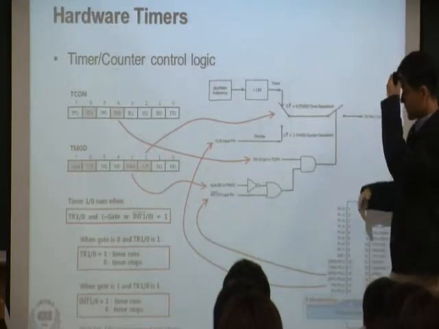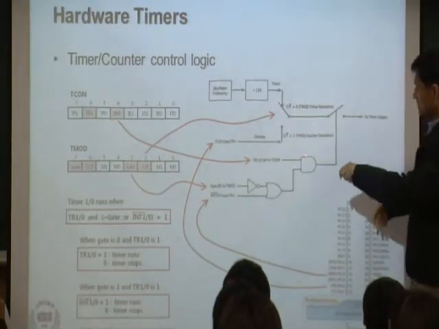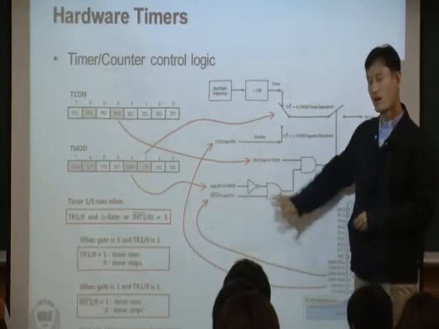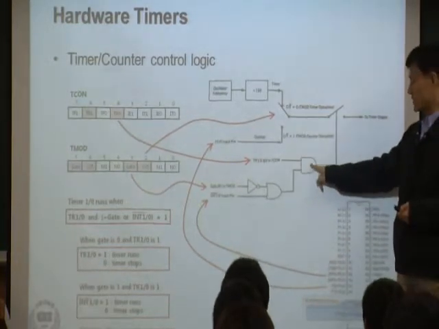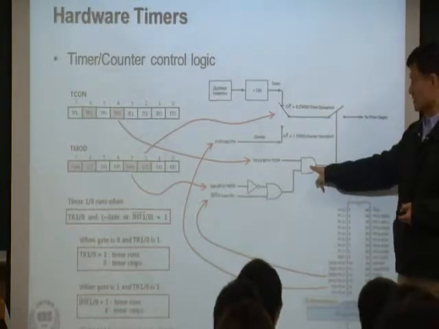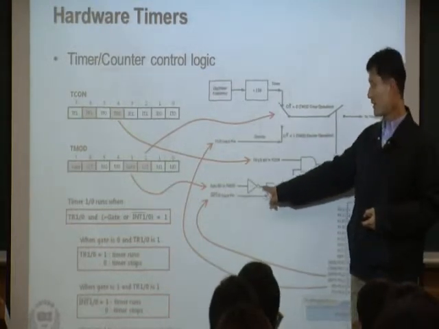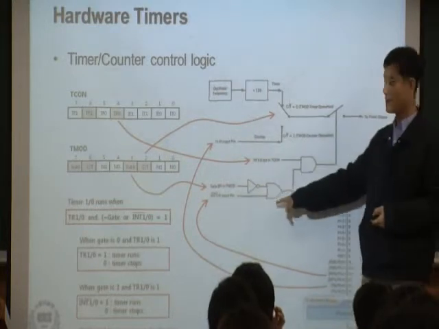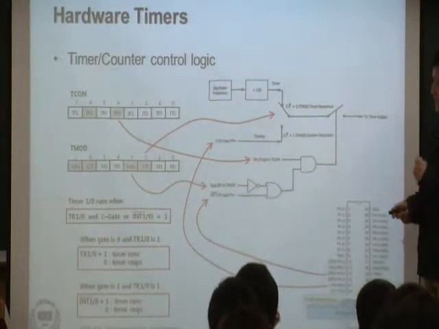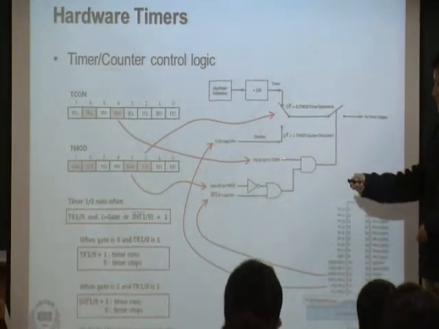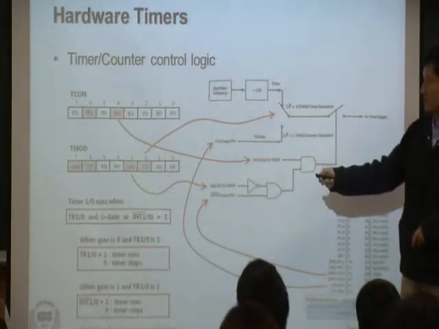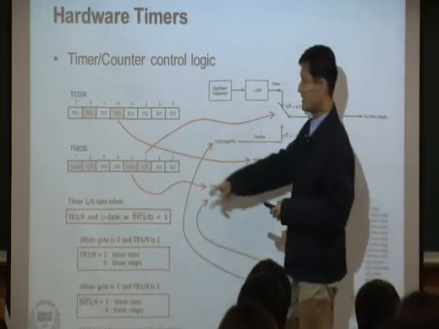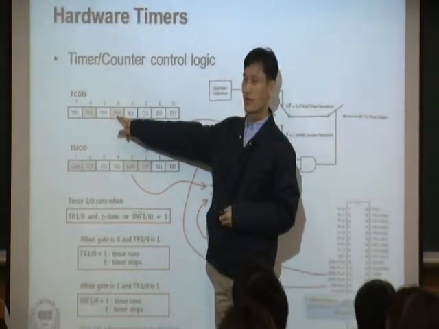Now let's look at this part. This part is to control. Look at this one. What is this one? This is an AND gate, OR gate, NOT gate. So this is simple logic. Let's think about what it is. Here, this particular pin is controlled by this bit. What is this bit? TR0. That's a run bit.